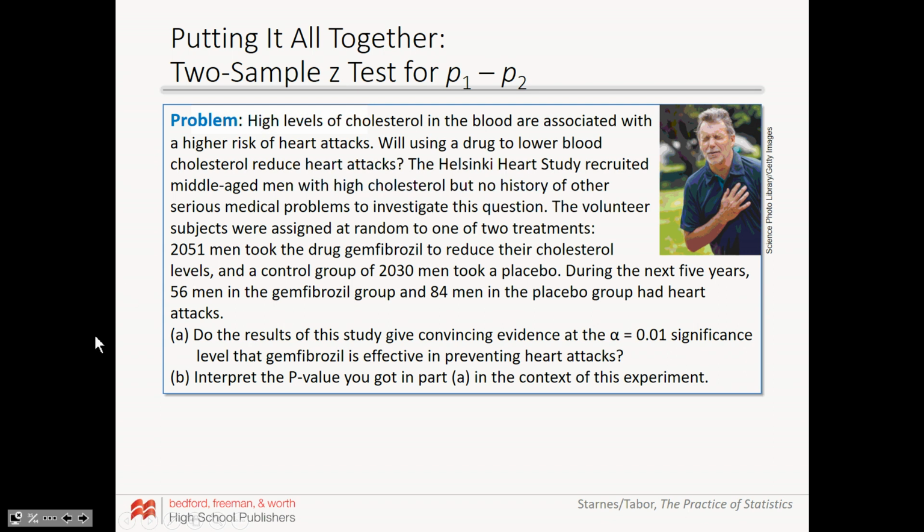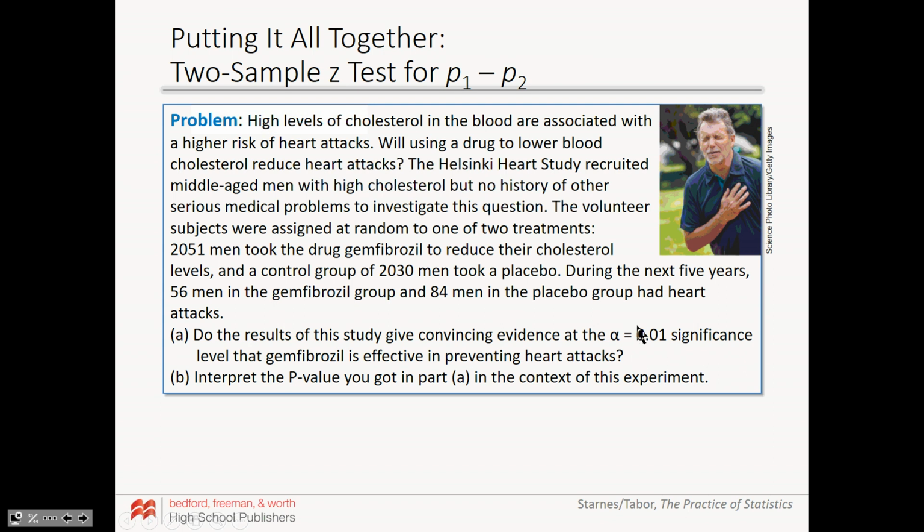So 2,051 men took the drug gemfibrozil to reduce their cholesterol levels, and a control group of 2,030 men took a placebo. During the next 5 years, 56 men in the treatment group, I'm going to call it, and 84 men in the placebo group had heart attacks. So do the results of this study give convincing evidence at the alpha equals 0.01 significance level that gemfibrozil is effective in preventing heart attacks?